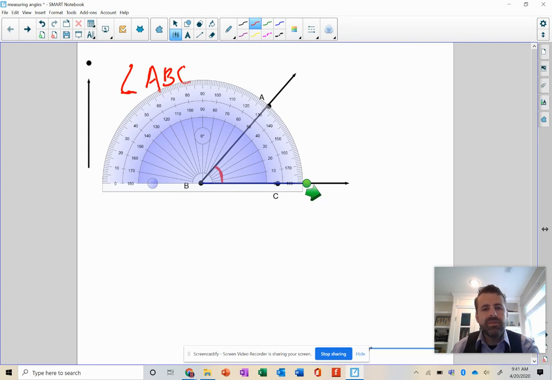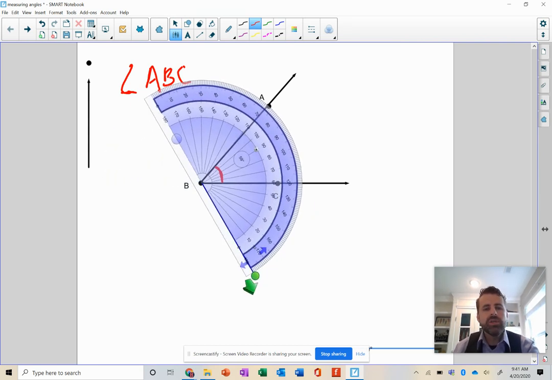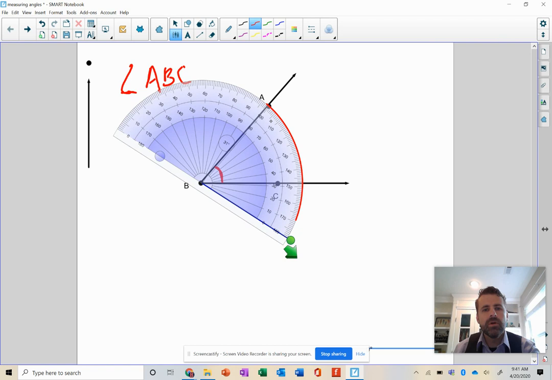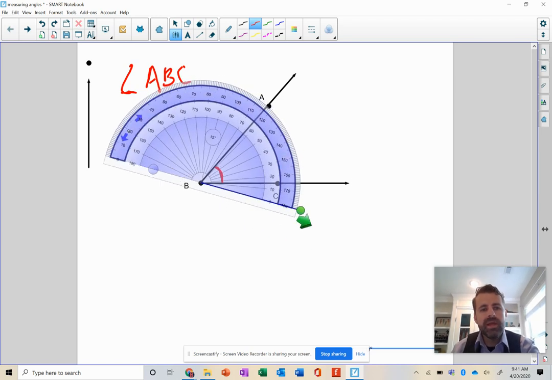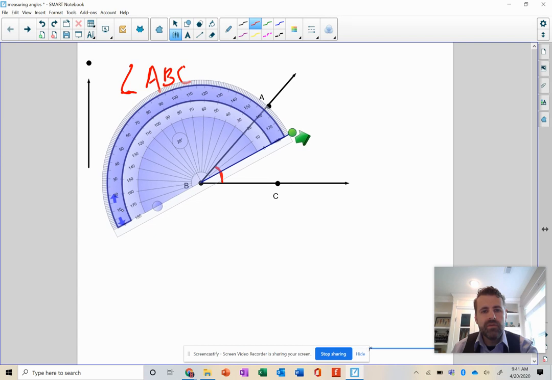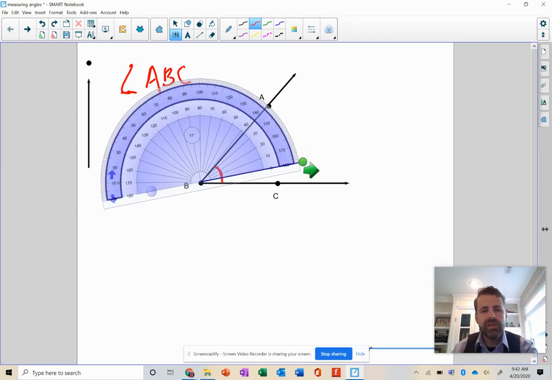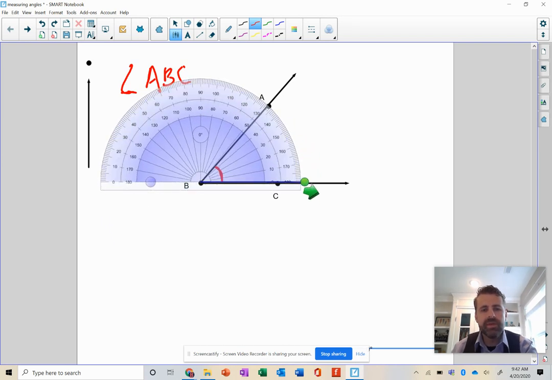Now, the next thing you want to do is make sure that the bottom of your protractor is lined up with one of the rays of your angle. In this case, I could line it up with either one, but I'm going to line it up here with BC. It's typically what you do. You pick the one that's most level, but I'll show you an example where you don't do that.